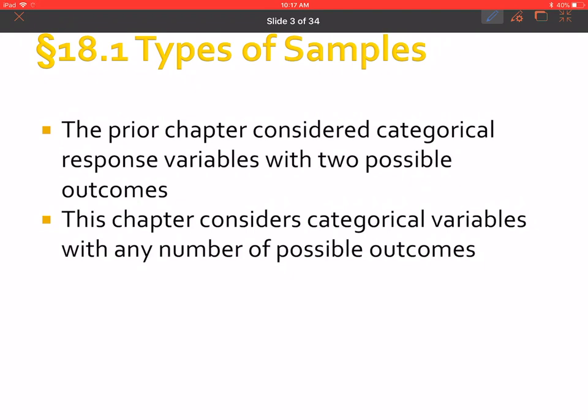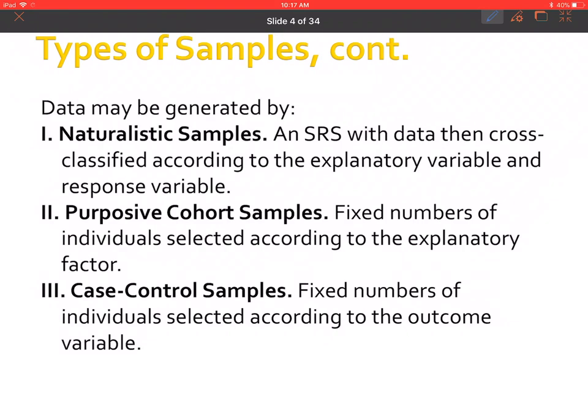So starting off, last chapter, we introduced Chapter 17, but in the prior chapter, they considered a categorical response variable with two possible outcomes. This chapter, we're going to be considering categorical variables with any number of possible outcomes. Specifically, we're going to go over different types of samples.